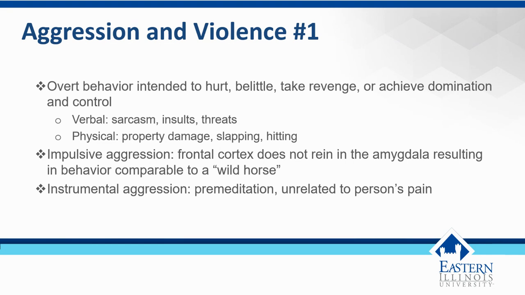Aggression is overt behavior intended to hurt, belittle, take revenge, or achieve domination and control. That was in the last slide. So it could be verbal, like sarcasm, insults, or threats. Think about how that could be online too. It's a lot easier. We got these keyboard heroes. Physical could be property damage, slapping, or hitting. Impulse aggression occurs in situations of anger and anxiety when the individual lashes out. So know the differences in these terms as you go through.